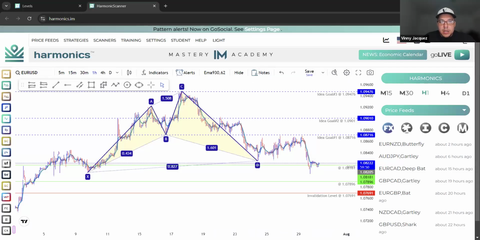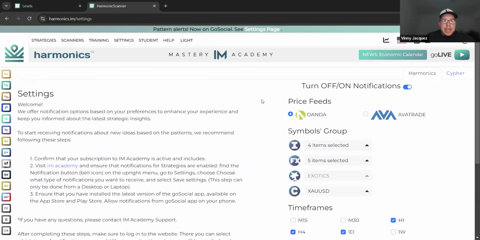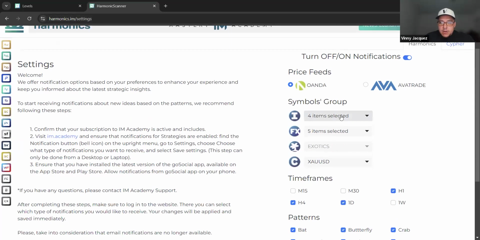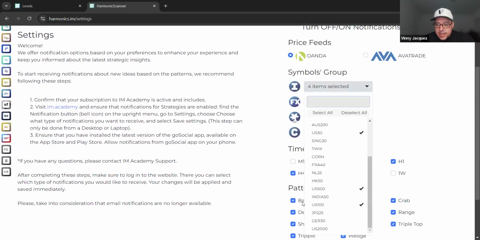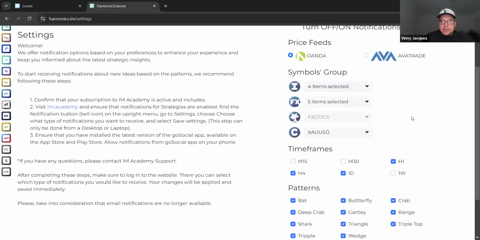So we can see here pattern alerts now on Go Social. See setting pages. So what I'm gonna do is I'm gonna go ahead and click this. And now it's taking me, now this is on harmonics right now. So if you go to Google or Safari and go to harmonics, this will be at the top, right? I use Oanda charts. Now for my indices, I'm looking at US 30, oil, SPX, and NAS. Those are the only ones I have selected.